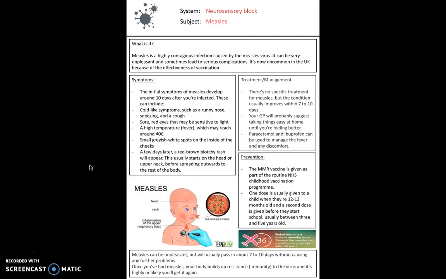Having said that, measles can be unpleasant, but obviously it will pass, hopefully in around 7 to 10 days without causing any further problems. And once you've had measles, it works in a way similar to chickenpox, so your body builds up a resistance or immunity to the virus, and it's highly unlikely you will be infected again in the future.